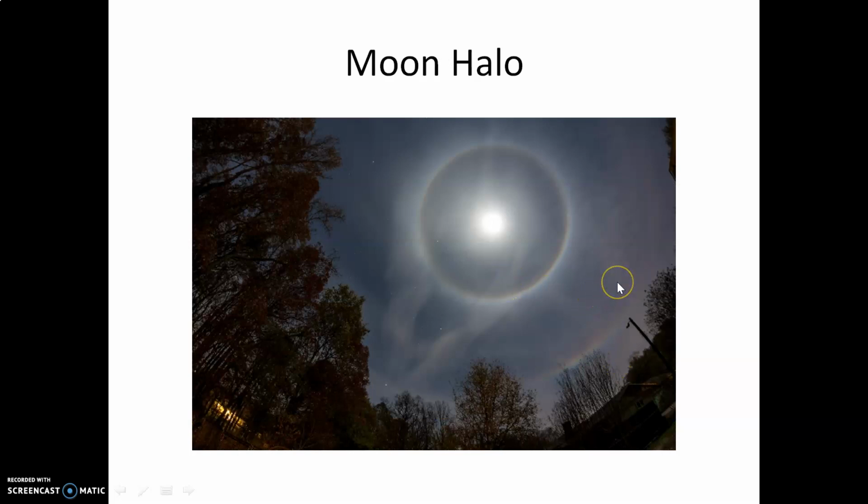Okay, here's a moon halo. It's basically the exact same thing, except in this case, you're looking at sunlight that's reflecting off the moon, and it then disperses in the manner I've already described.